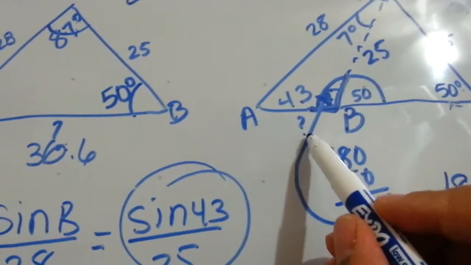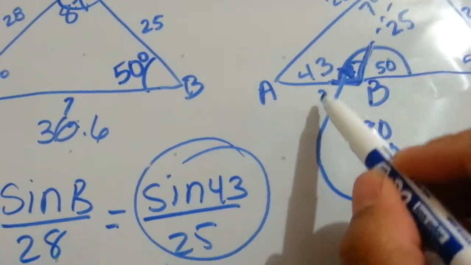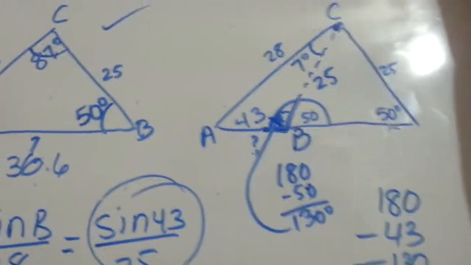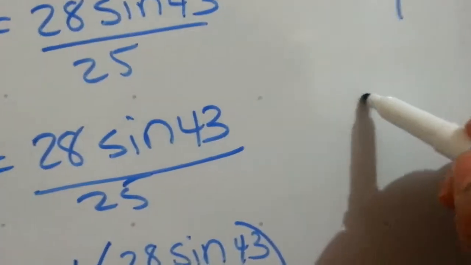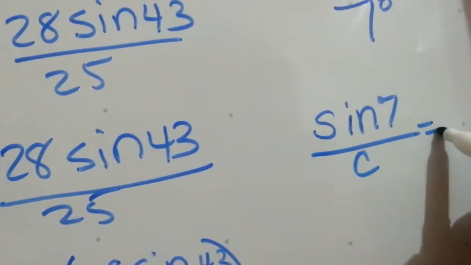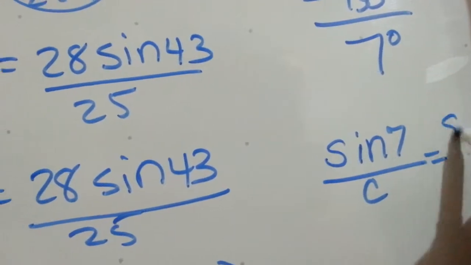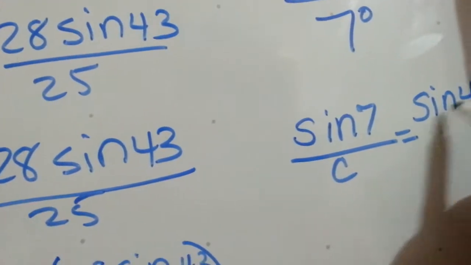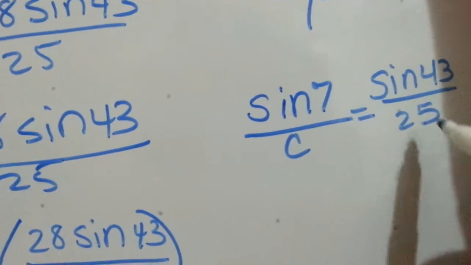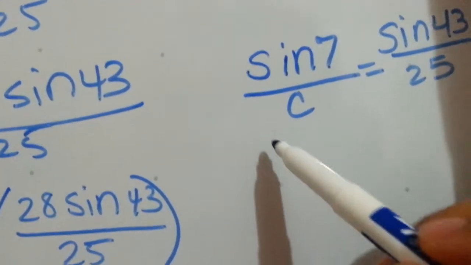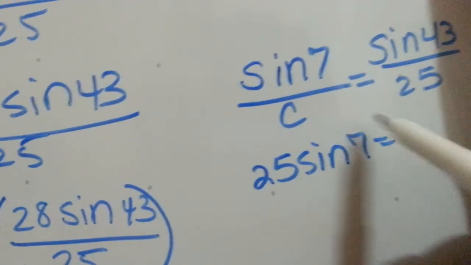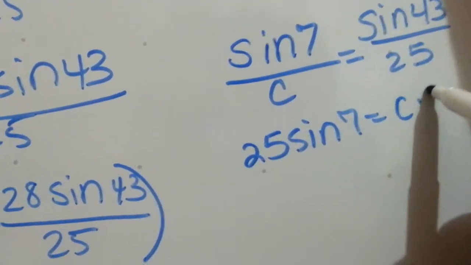And now this side over here, so sine of 7 over that side. I just need to find a working space on my board. Here we go. Sine of 7 over C equals the sine of 43 over 25. Once again, you use the same one that you know from before. It doesn't change in any of your SSA triangles. So 25 sine 7 equals C times sine 43.